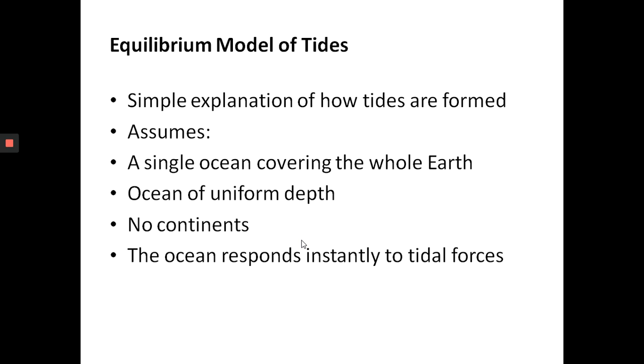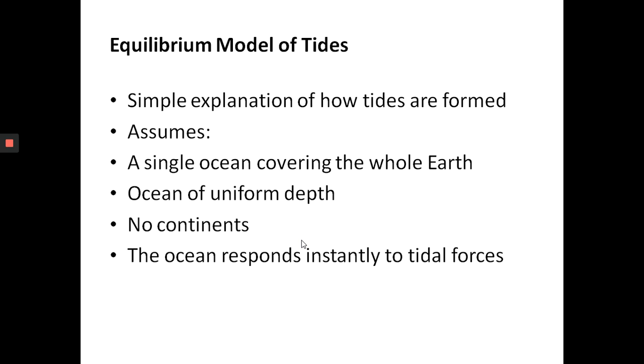It is a simple model relative to the dynamic model. It is a simple explanation of how tides are formed. And it makes some simple assumptions in order to make us easily understand how tides are formed, right? So first we make the assumption that we are dealing with a perfect sphere for the earth, right? And there is a single ocean covering the whole earth. We know this is not true, right? We have lots of oceans separated by continents, but we need to make these simple assumptions first.